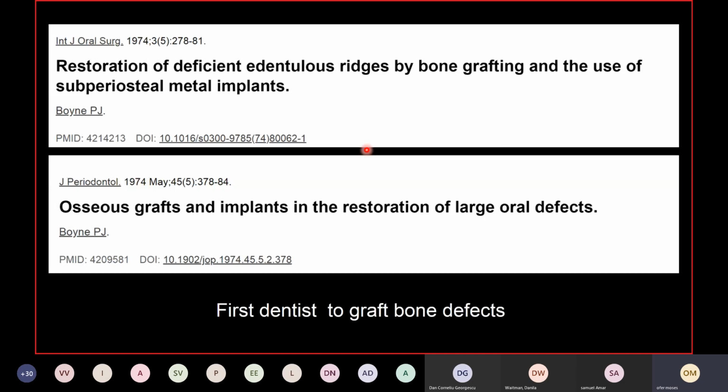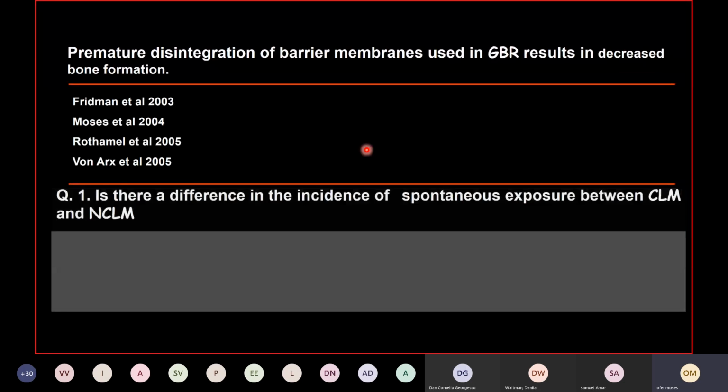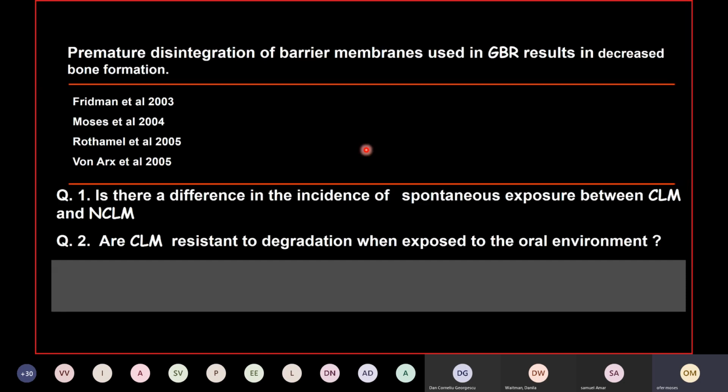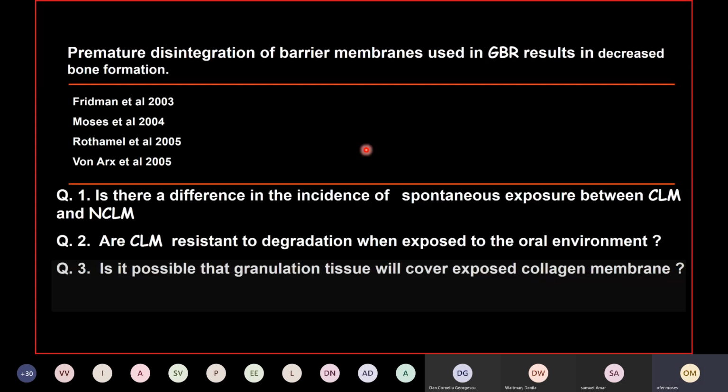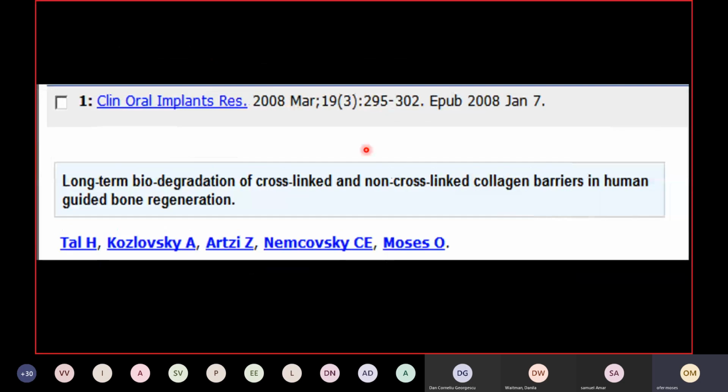Now, I want to talk a little bit about barriers, because we did some studies also in our department and published an article in 2004. We wanted to see, is there a difference in the incidence of exposure of collagen membranes, those that were cross-linked and those that were not cross-linked? And are cross-linked membranes resistant to degradation when exposed to the oral cavity? And if it is exposed and covered, is it possible that granulation tissue will cover the exposed collagen membranes? So we did a study, we published it in 2008.